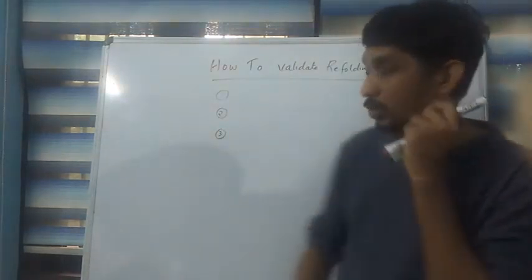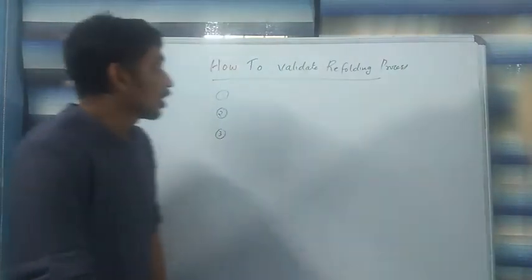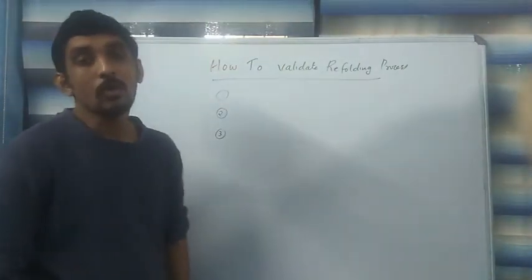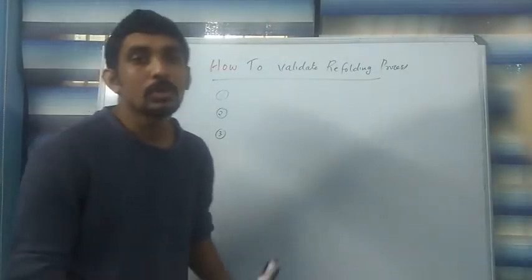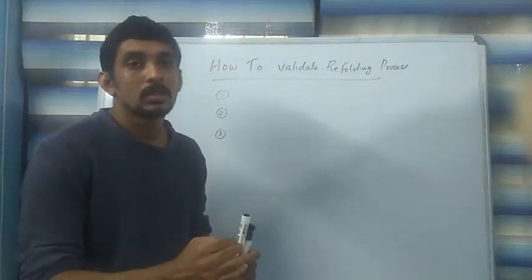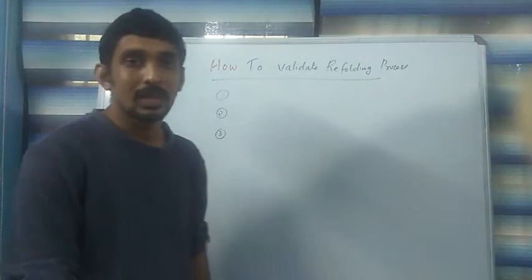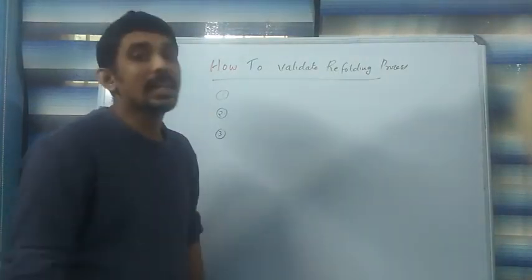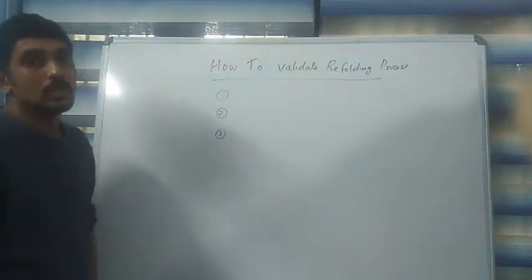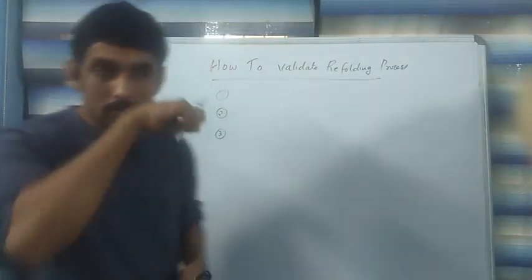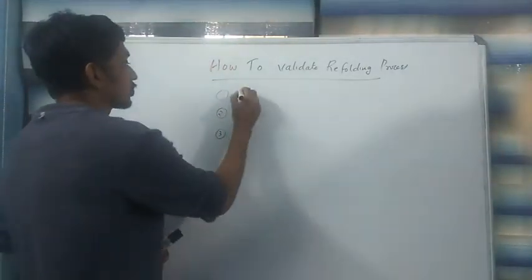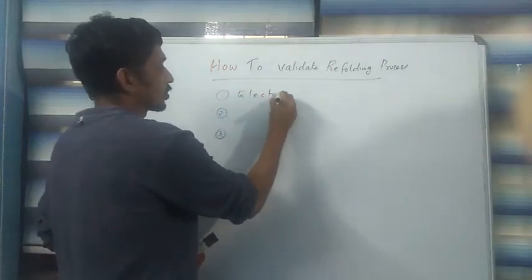Next, we need to know how we can confirm that the folded protein is a functional one. That is, how we can validate the process of refolding. It can be done by using different methods. One of them is electrophoresis.